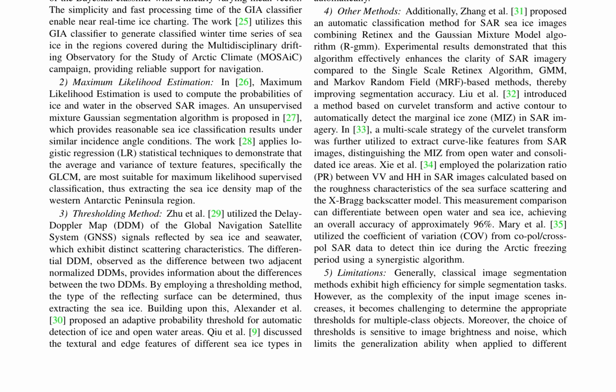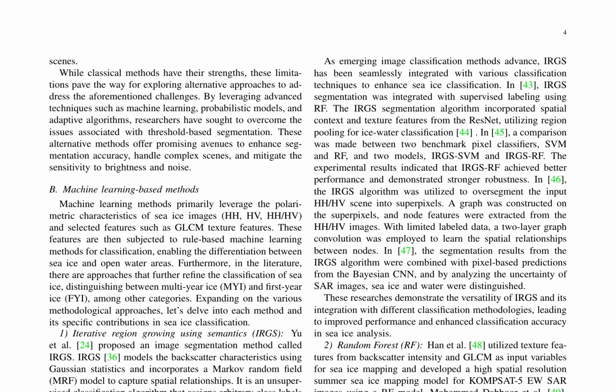However, classical image segmentation methods exhibit limitations, including high sensitivity to image brightness and noise, which limits their generalization ability when applied to different scenarios. Machine learning-based methods have emerged as a promising approach to address the limitations of classical threshold-based segmentation in sea ice analysis. These methods leverage advanced techniques, such as probabilistic models and adaptive algorithms, to enhance segmentation accuracy, handle complex scenes, and mitigate sensitivity to brightness and noise.